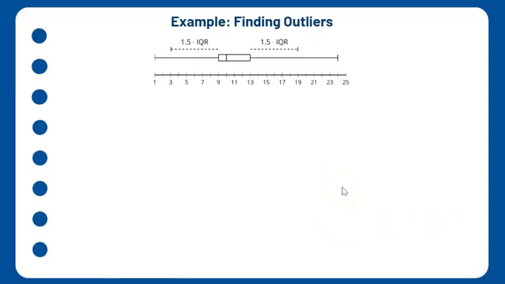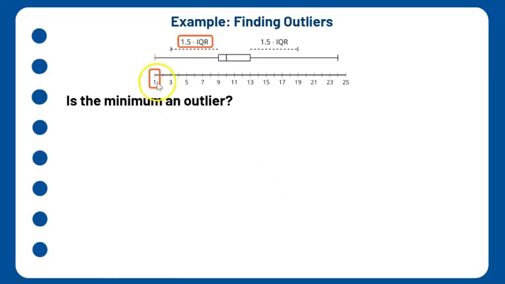Now that we have a definition of outliers and an understanding of what they mean, let's take a look at a couple examples using a box plot. Let's first analyze the minimum of this box plot. Is the minimum an outlier? The minimum of the dataset is 1. We can see that 1 is less than 1.5 times the IQR less than Q1, as it's beyond the range. So it is an outlier.